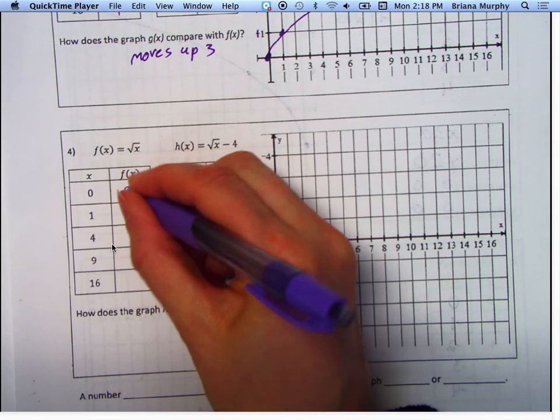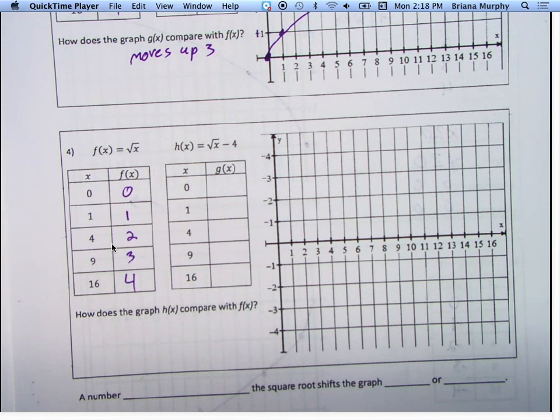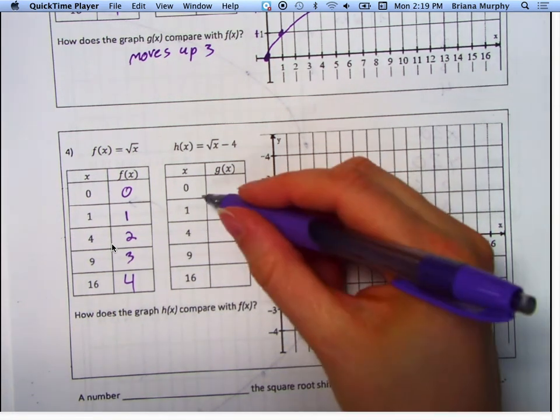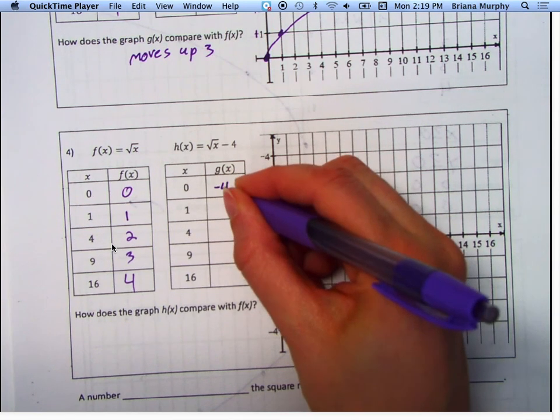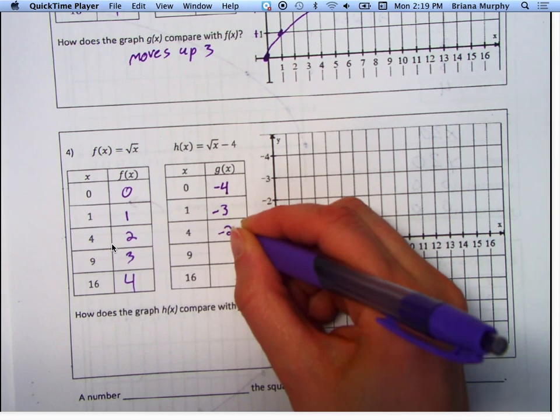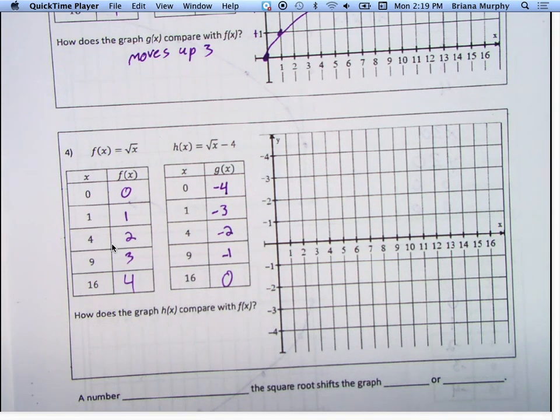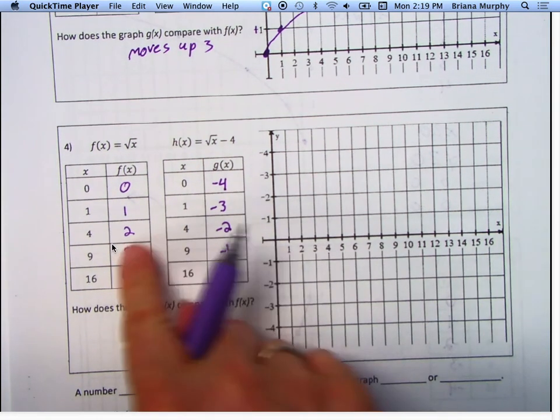We know these are all the same, right? Again, this is our parent function. So the bottom one would have different ranges. Okay, so 0 is -4, right? 1 is -3. 4 is -2. 9 is -1, and 16 is 0. Does everybody get where I'm getting those from? Yeah. I just subtracted 4 from it.